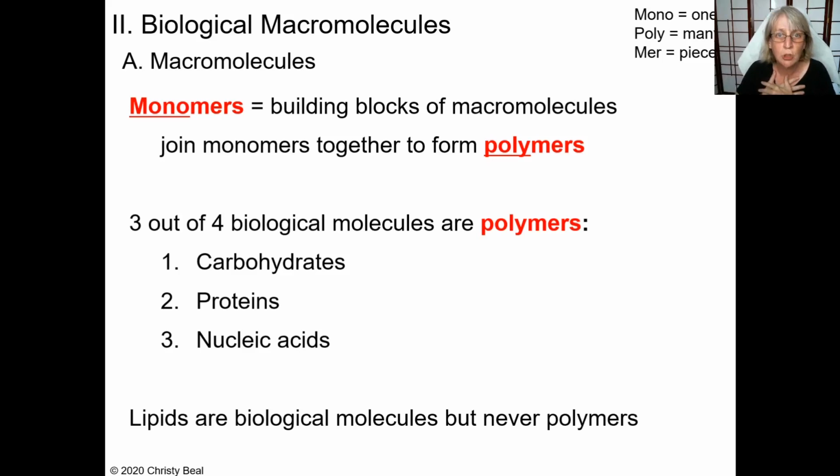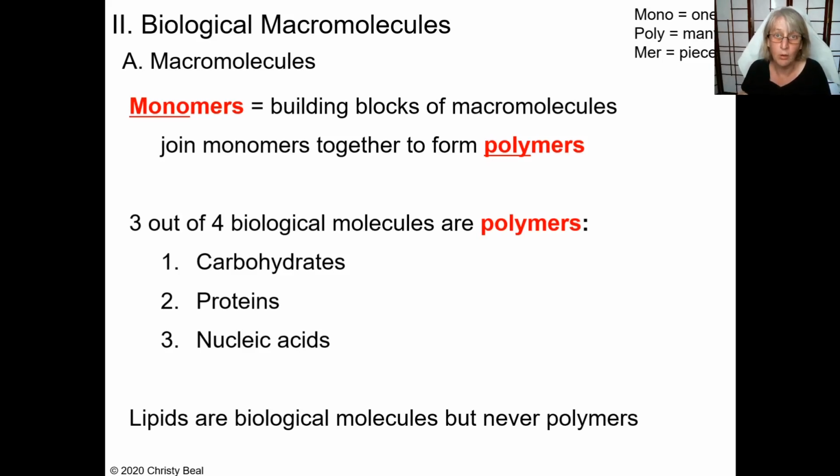3 of the biological molecules, we'll have 4, are polymers. They're made up of many individual monomers built together. Carbohydrates, things like sugars, proteins, things like enzymes, and nucleic acids, things like DNA, are built up of smaller building block units.